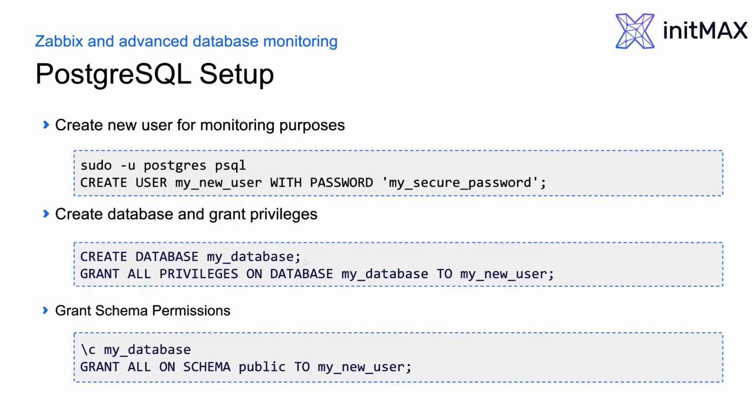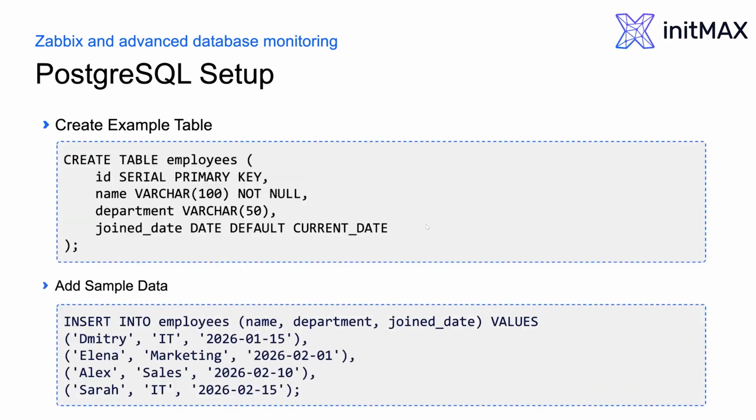Then I'm creating a database inside of Postgres, create database my database. I'm granting all privileges, which, as we discussed in the first slides, is definitely not a best practice. Like if my goal is to set up the monitoring, that user is definitely not going to need all privileges. It's going to need only read access to run some select queries. Grant schema permission, grant all on schema public to my new user. Make sure that you use the same username here as you created when you ran create user. Otherwise, as well, it's not going to work.